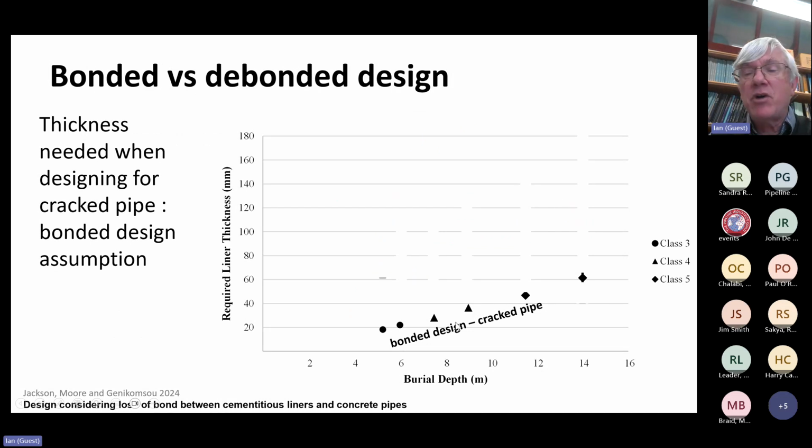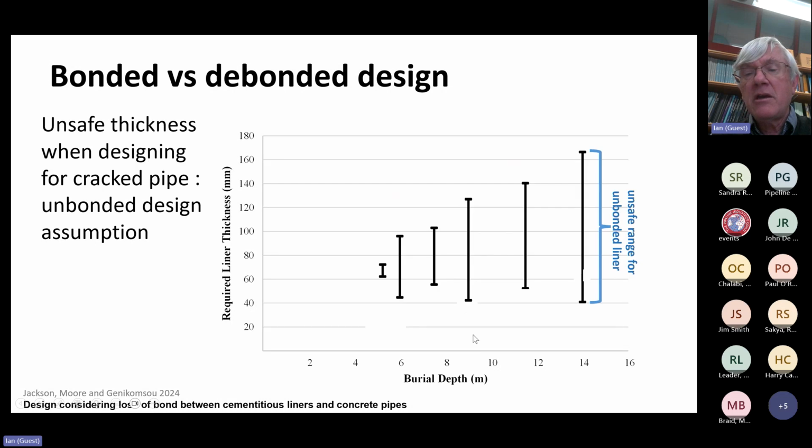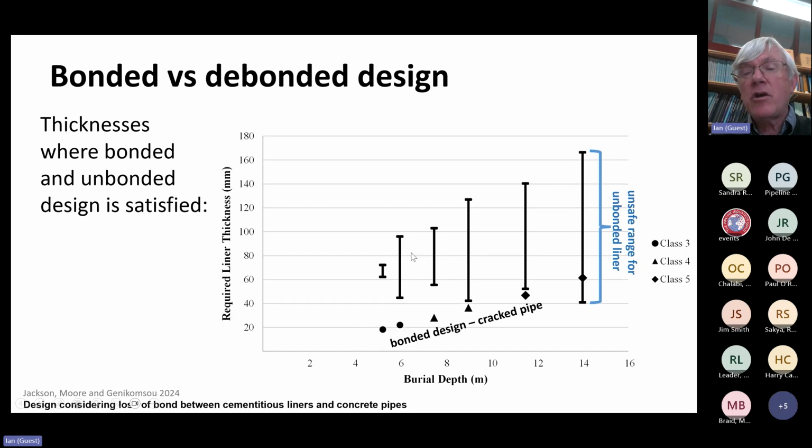So let's say we had bonded design down here for the cracked condition for different levels of class. So here's our thickness versus the burial depth. Then we'll have a zone in each case where the unbonded design would produce unsafe design. And so there'll be a range of liner thicknesses. Let's say at 5 metres, we might be able to choose a liner thickness in this range, between 20 and 60 millimetres, where we'll have safe design.